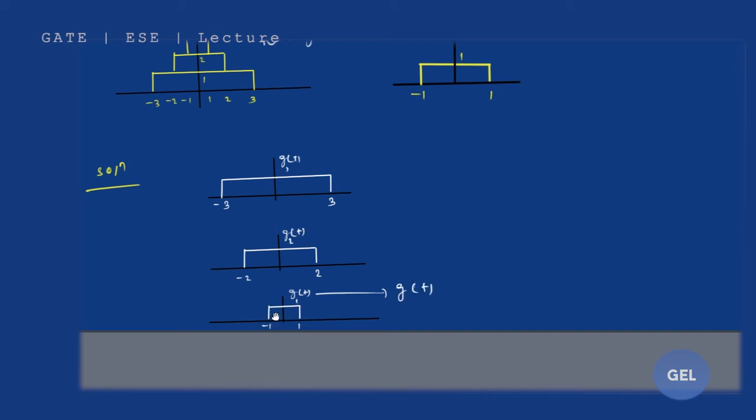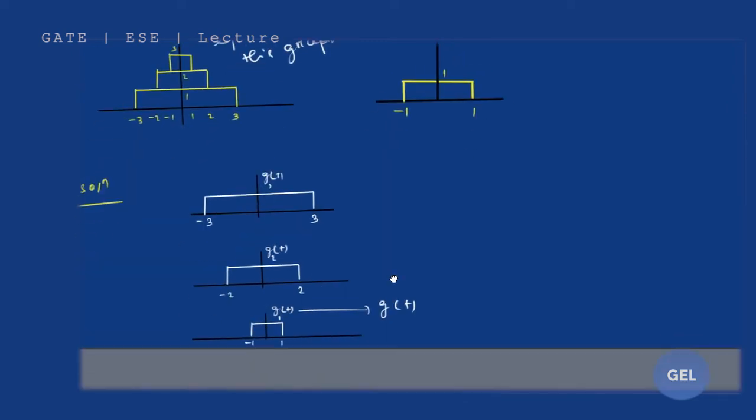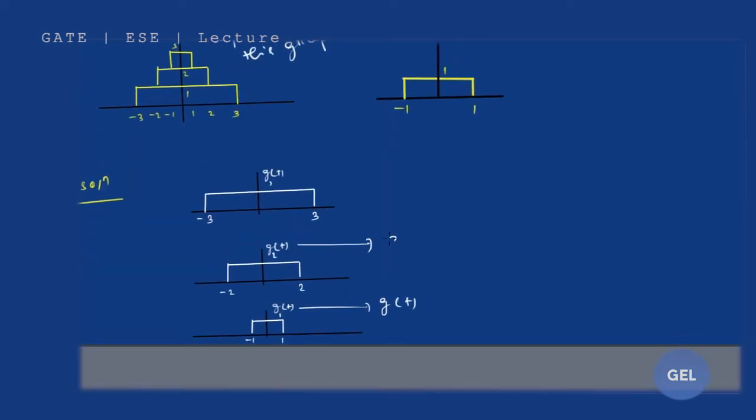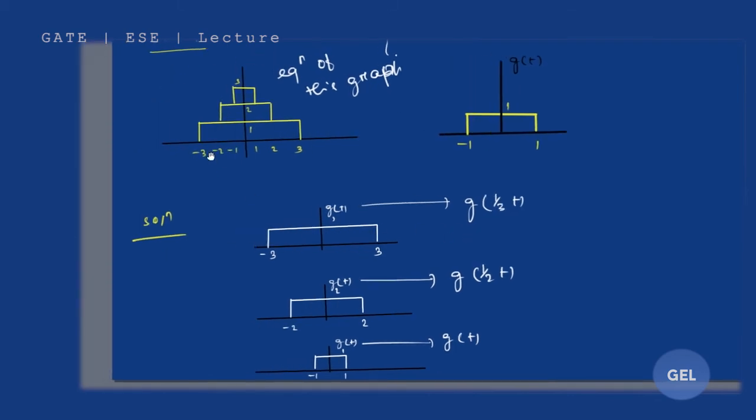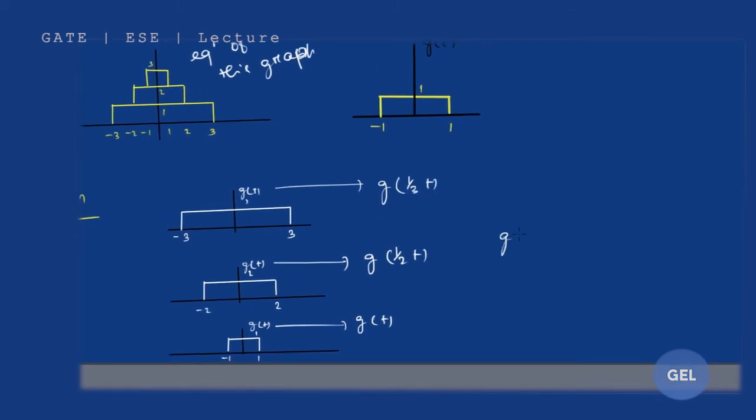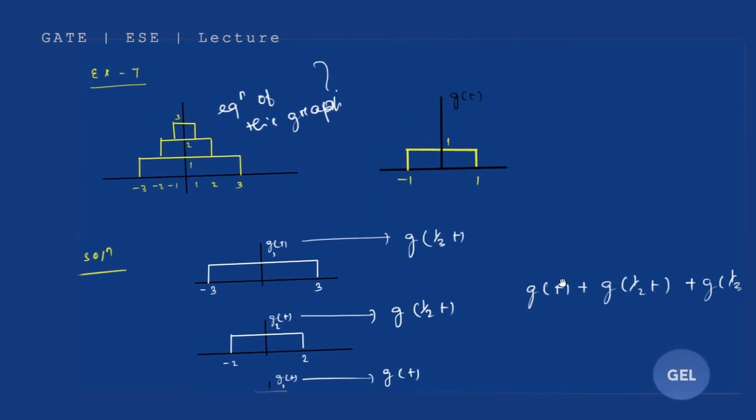Where g1t is nothing but your gt, from -1 to 1 is gt, and g2t is nothing but g of 1/2t, and g3t is nothing but g of 1/3t. So your graph will be nothing but g of t plus g of 1/2t plus g of 1/3t. So this will be the answer for this kind of question.